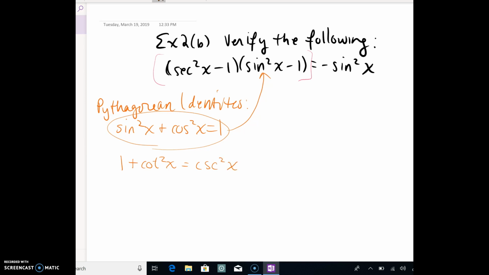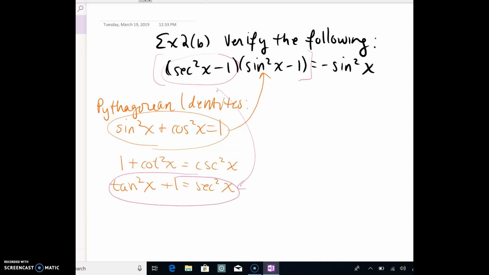We don't see anything about cotangent or cosecant, so we're not going to use that one. This one says secant squared. The third one says tangent squared x plus 1 is equal to secant squared x. So we can use, let me use a different color pen over here, we can use this one for this one.